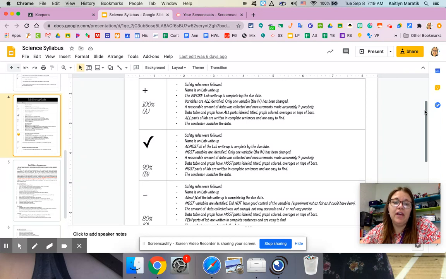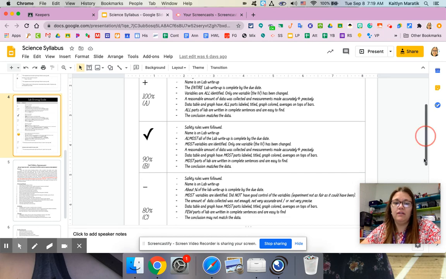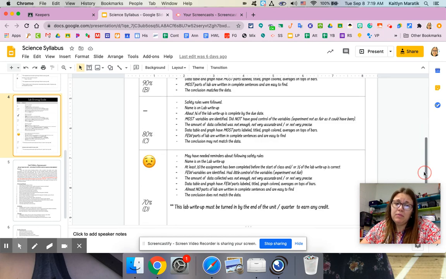So if we're at a plus, it's like it's top notch. Check is like, you know what, most of these things are done. Almost all the lab write-up is complete. Most variables are identified. Most things are there. A minus, and remember, minus is an 80%. It's still not the worst, but we want to try and aim for at least a check mark. And it's saying, you know what, most things are done. About 3/4 of the lab is done.